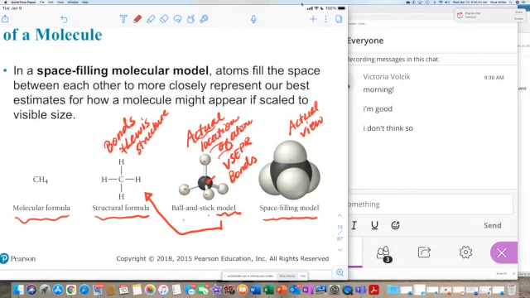They don't see the bonds. The atoms don't scoot back to show you what's underneath, so you don't see the bonds. The bonds are assumed based on how the atoms behave. Okay? So the space filling model is what the atoms actually look like when you're studying them.